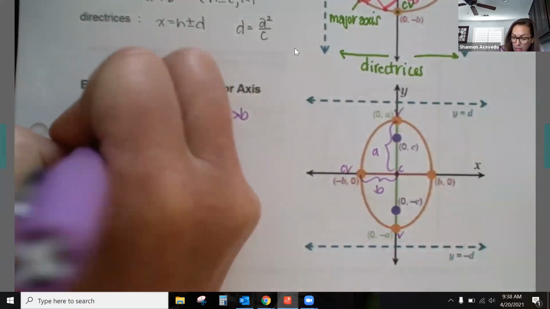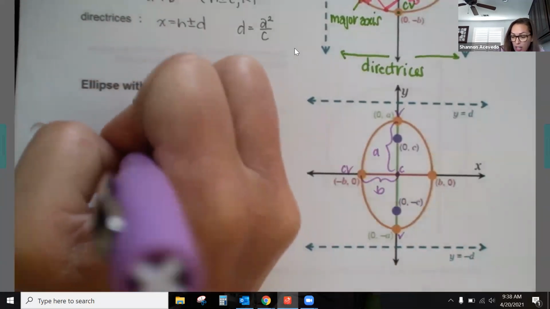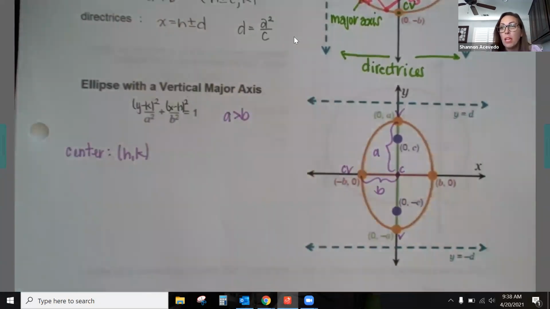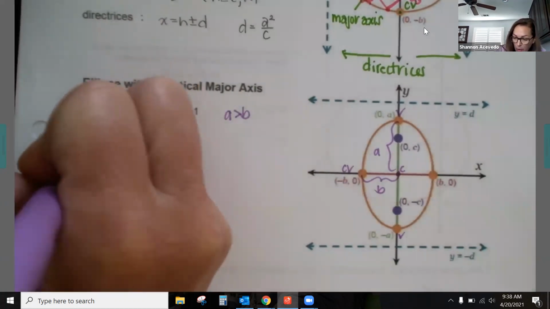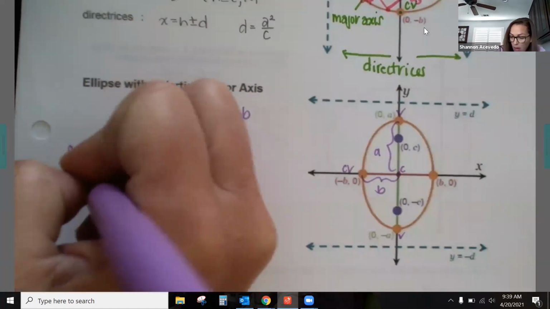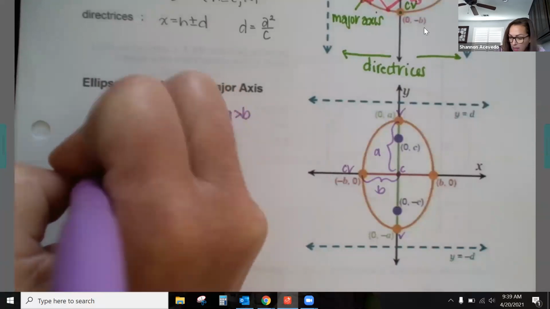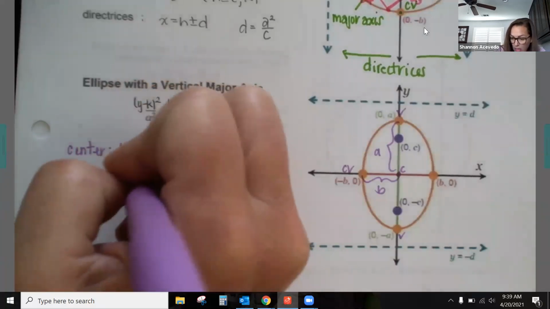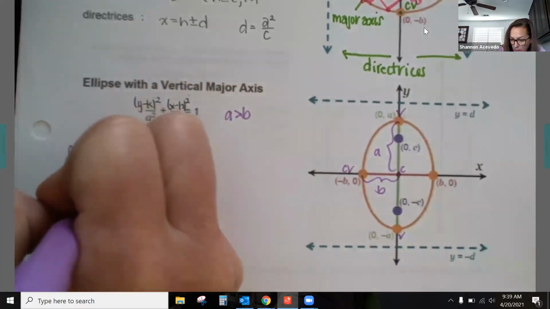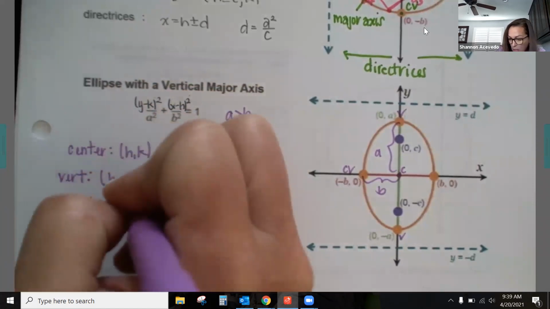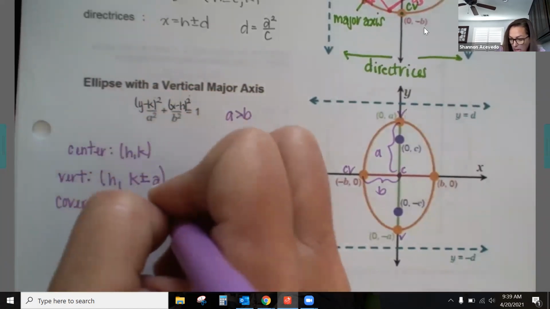So my center is still going to be my h, k. I didn't open up the chat in case you guys have questions. There we go. So my center is h, k. My vertices are going to be at h, k plus or minus my a value. My co-vertices are going to be at h plus or minus b, k.